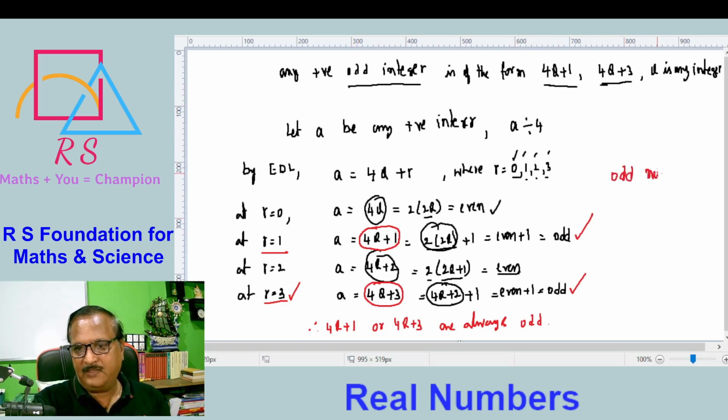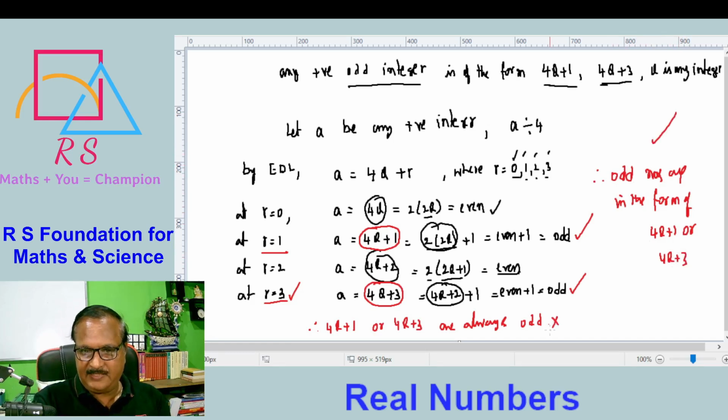Odd numbers are in the form of 4q plus 1 or 4q plus 3. So this is more appropriate than this. Okay, so I hope you have understood.